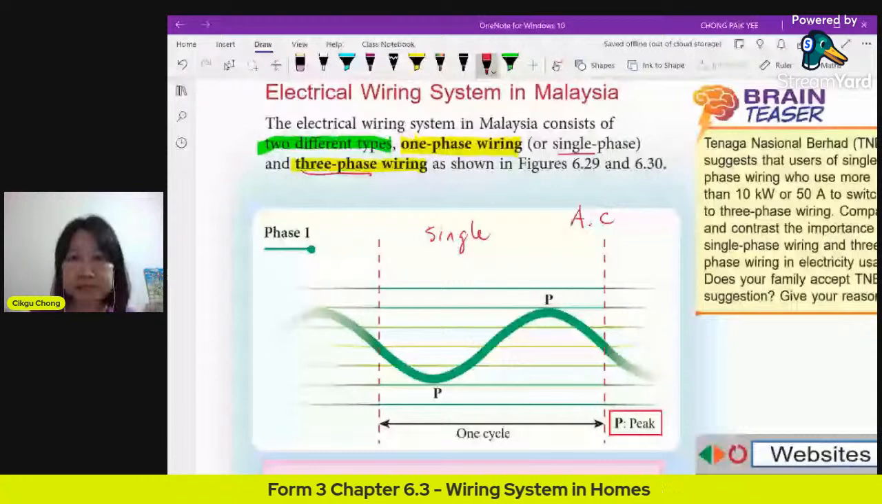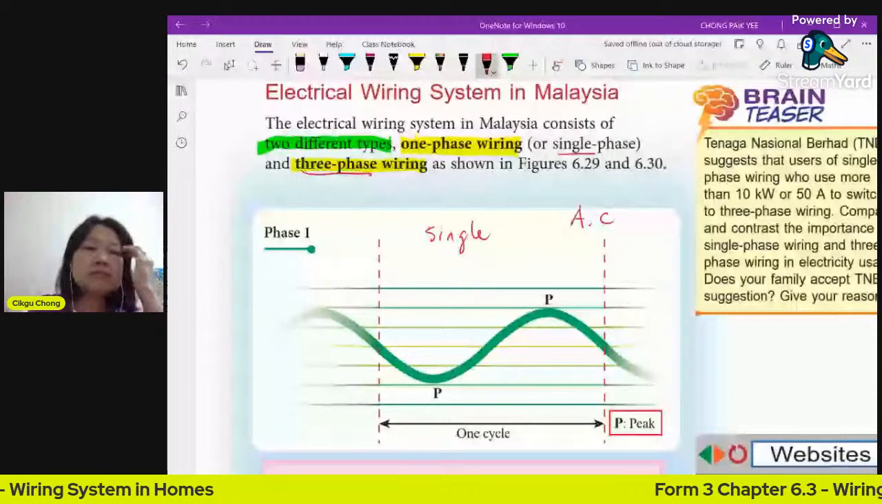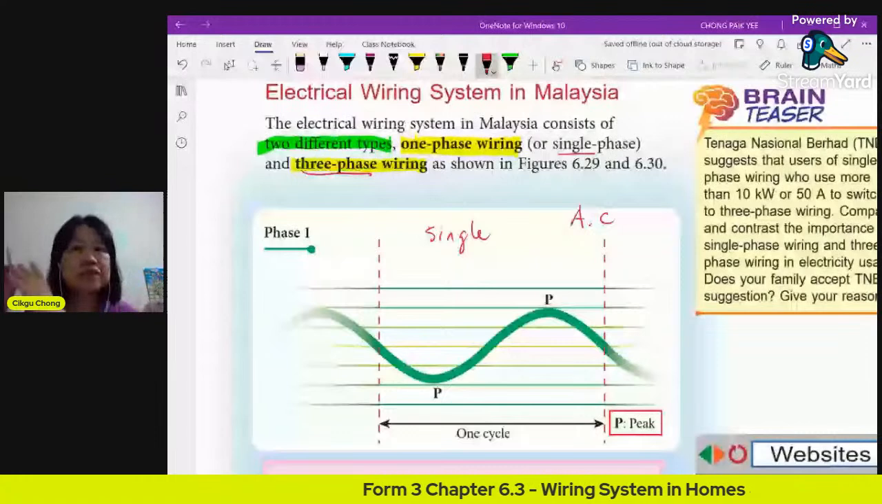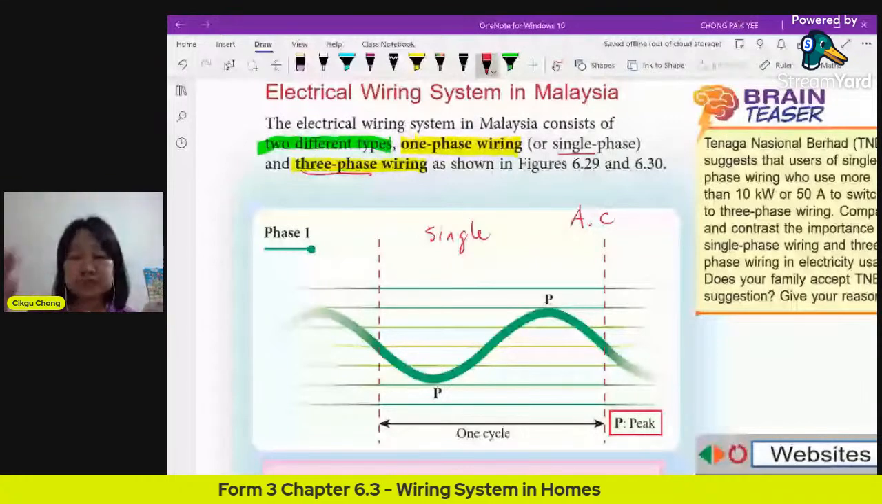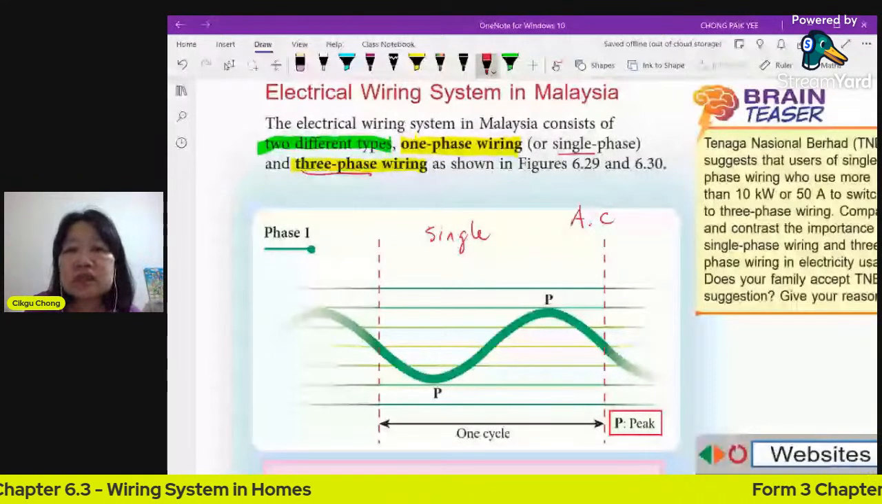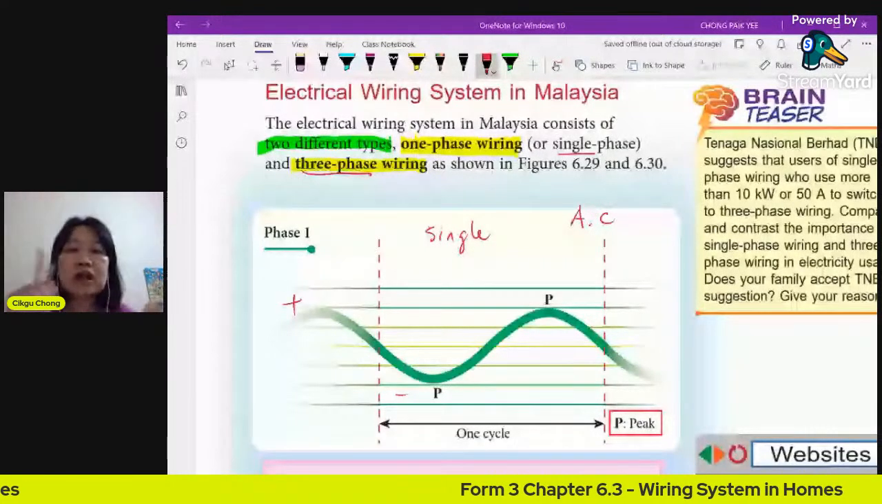Okay, so when it changes direction, it goes up positive and it goes down negative, positive, negative, positive, negative. So this is the pattern that you get if it is a single phase wiring system. Single phase, you only have one wire, one live wire.